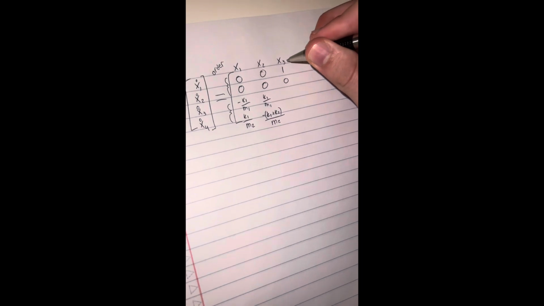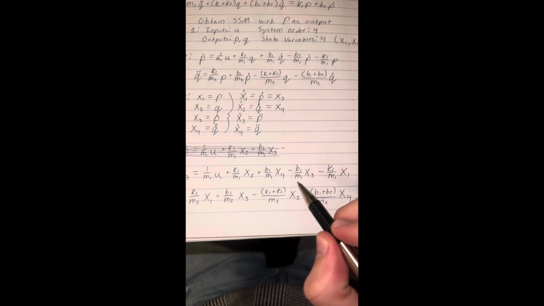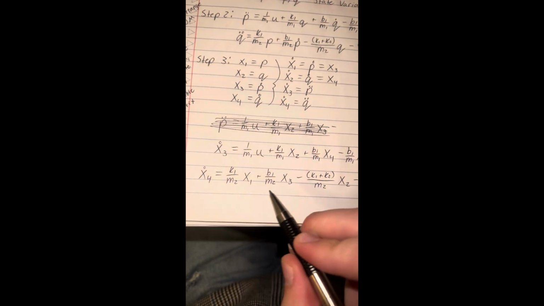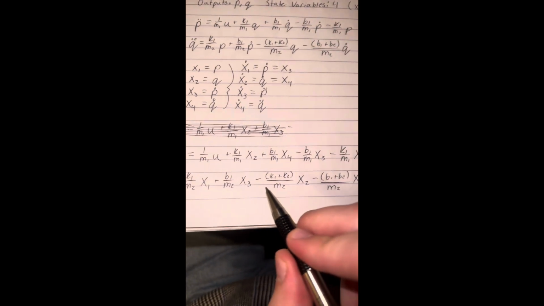What's the coefficient for x3 in the first equation? Where is x3? Boom, right here. Negative b1 over m1. What's the coefficient of x3 in the second equation? X3 is right here. b1 over m2.